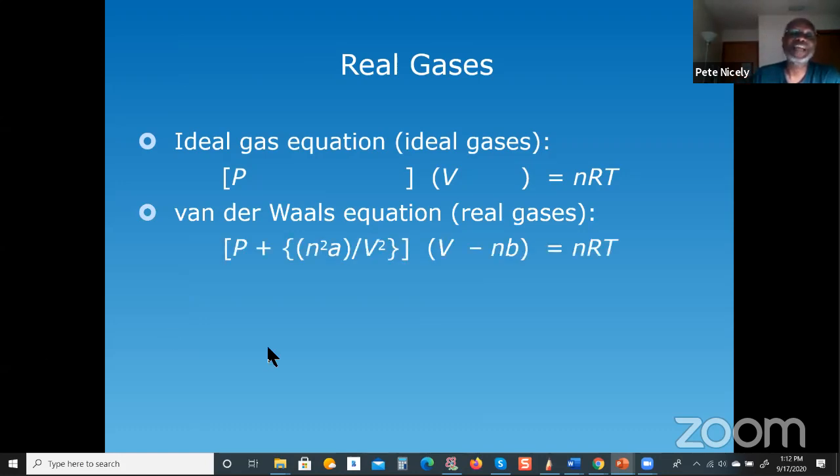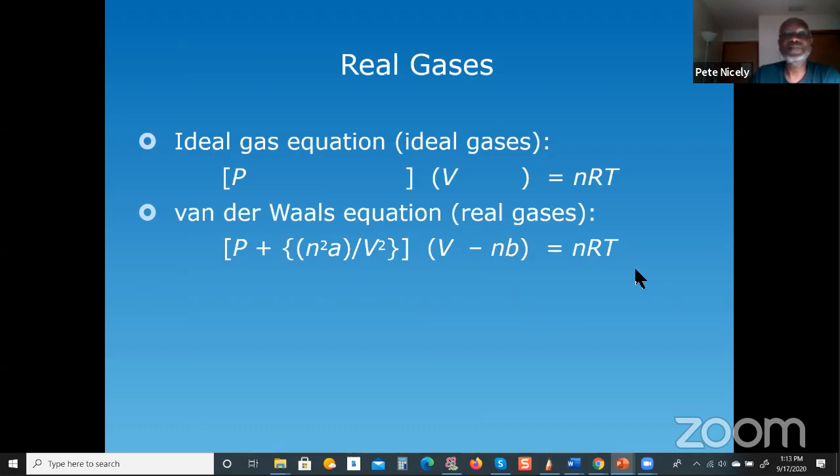And if you compare it to the ideal gas equation, you can see the modification. This is the ideal gas equation up here. This is the Van der Waals equation here. And you see that there are some new terms included, such as this term right here and this term right here, to get your Van der Waals equation.